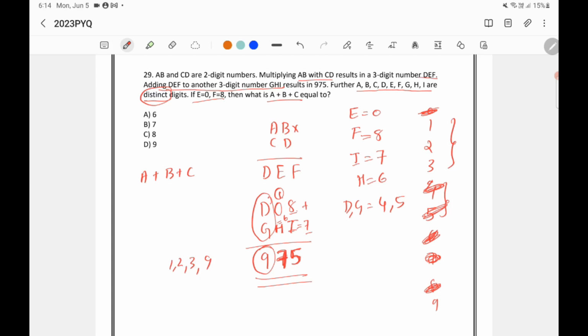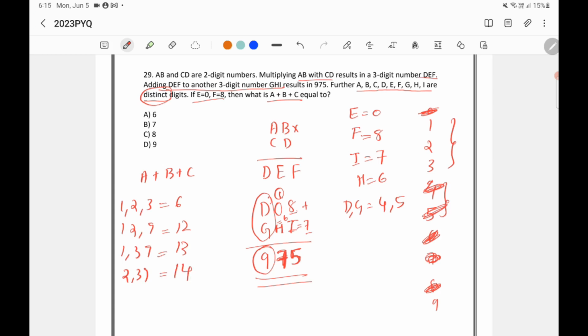So either A plus B plus C, where A, B and C will be from 1 to 3. It could be from 1 to 9. It could be 1, 3, 9 or it can be 2, 3, 9. Now if you add 1, 2, 3, it will be 6. If you add 1, 2 and 9, it is 12. If you add this one, it is 13. And if you add this one, it will be 14. 2 plus 3 is 5, 5 plus 9 is 14.